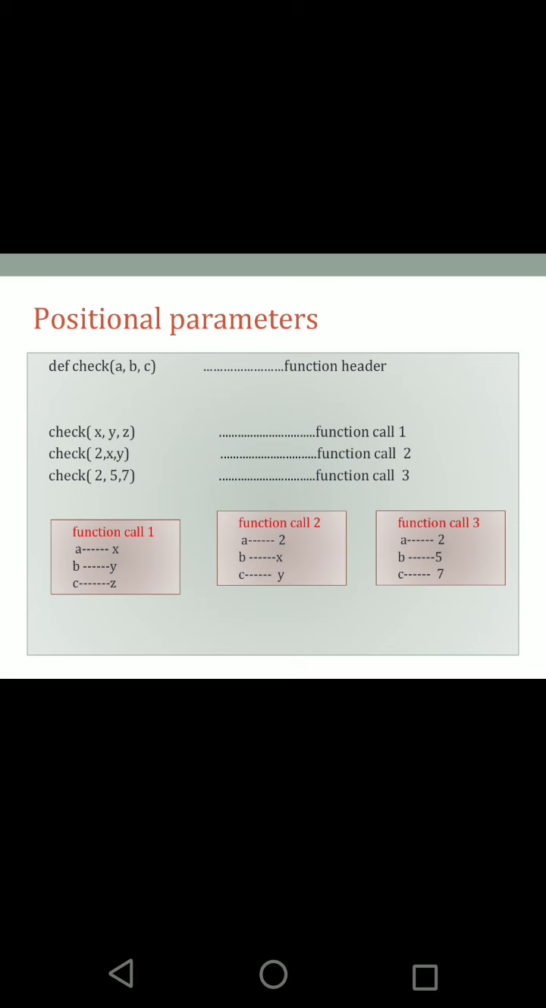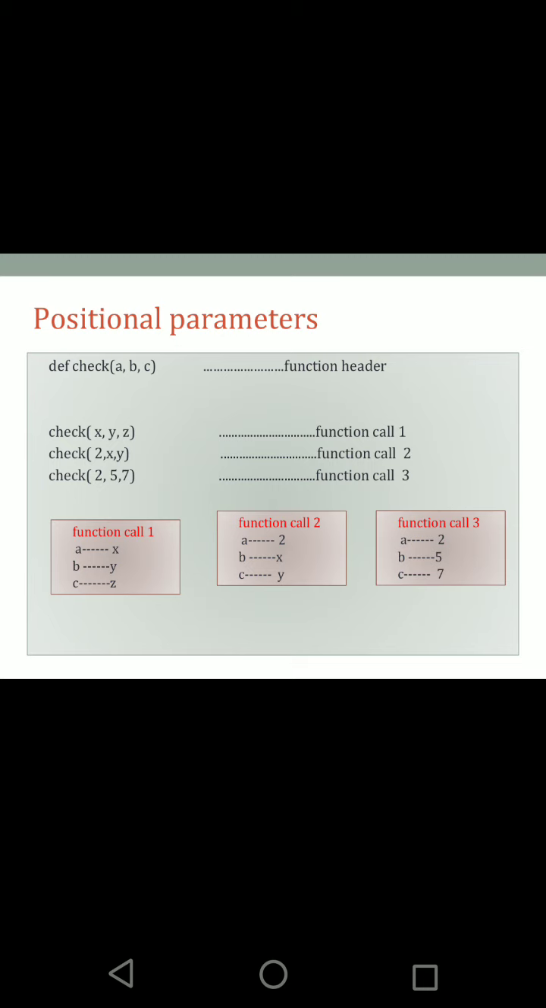The second argument is assigned to the second parameter, and the third argument to the third parameter. So x is assigned to A, y to B, and z to C. Next, when the function call is check(2, x, y), the first value, 2, is assigned to A, x is assigned to B, and y is assigned to C.